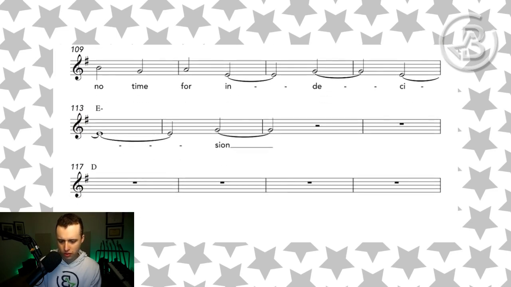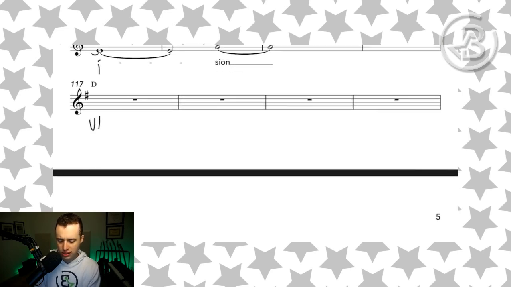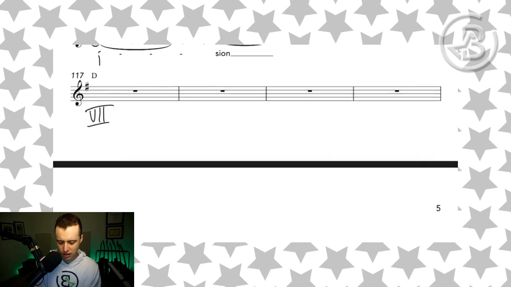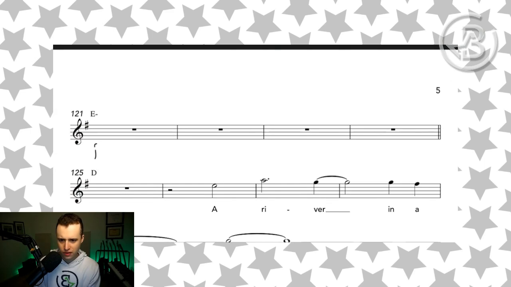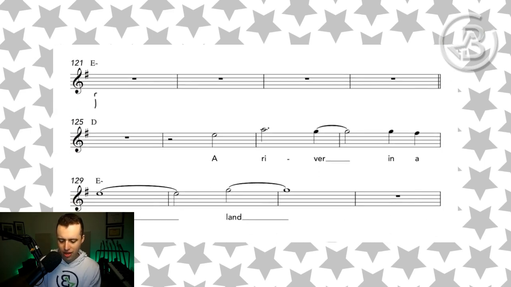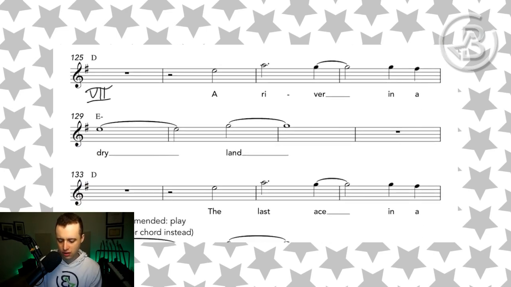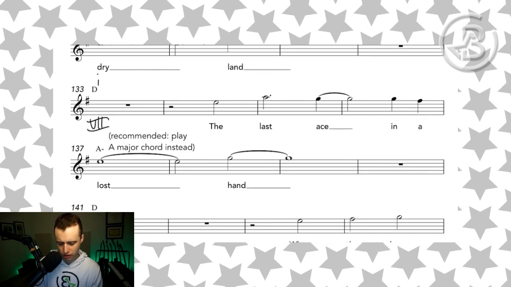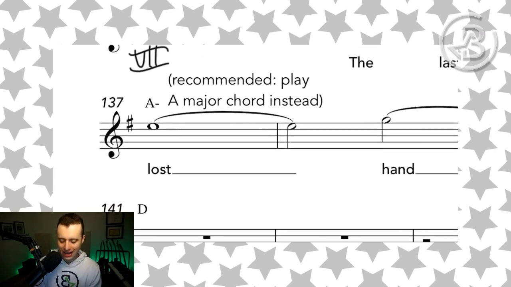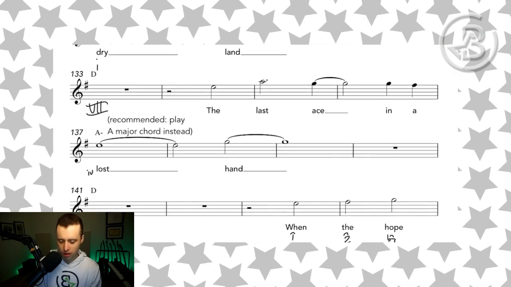Then in measure 113, decision. And this is interesting because we did not have something like this previously. We just have these 4 measures of D, and then these 4 measures of E minor, and then 7 launches us back into the chorus, a river in a dry land. 7 and 133. Okay, and then in 137 again, we're going to think about this as an A minor, but if you're playing this song and you know how to play an A major, play an A major chord instead.